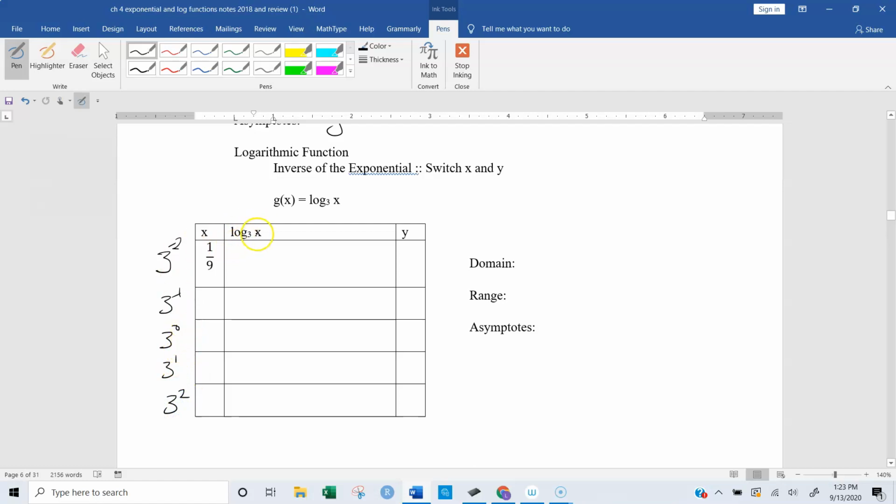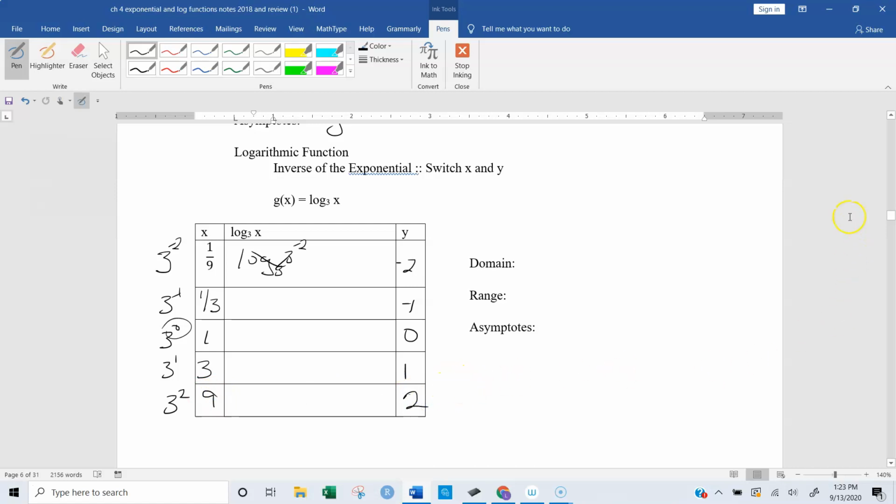So when I put in 3 to the -2nd here, remember your rules, 3 to the -2, this cancels. My answer is -2, all right, which is 1/9. Well, this is technically 1/3. We're going to get -1. We're going to get the exponents as our answers. So when we go 3 to the 0, that's really 1. We're going to get 0. 3 to the 1st is 3, and we're going to get 1. 3 squared is 9, and we're going to get 2.